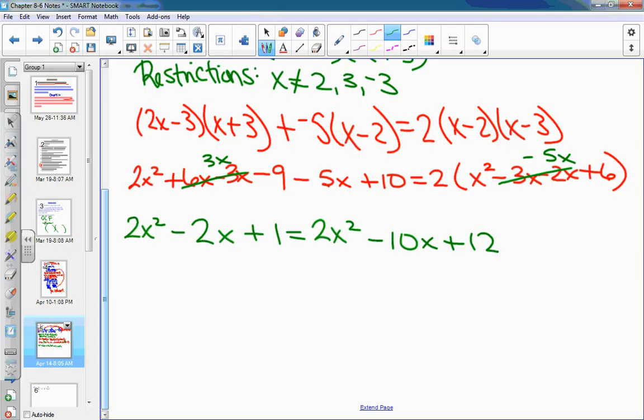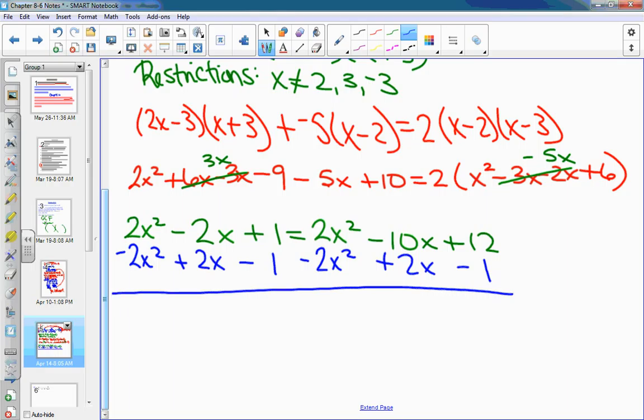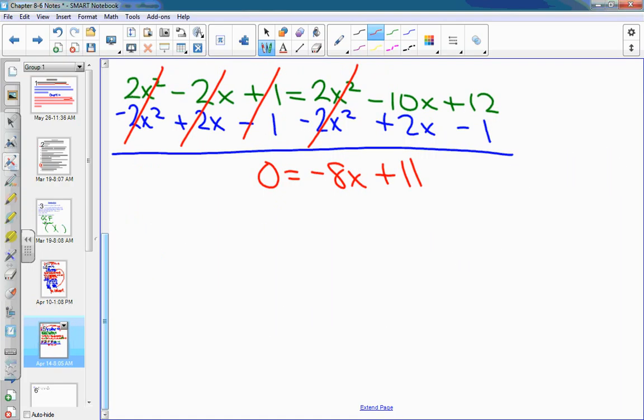I have to set it equal to 0 and put everything on one side of the equation. So I'm going to take everything from the left-hand side and bring it all to the right. So I'm going to subtract 2x, add 2x, and subtract 1. And what you do to one side of the equation, you must do to the other to keep the scales what? Balanced, right? So over here on the left-hand side, all of these cancel out and I'm back to 0. The 2x squareds cancel out. I'm left with negative 8x plus 11. Yes?